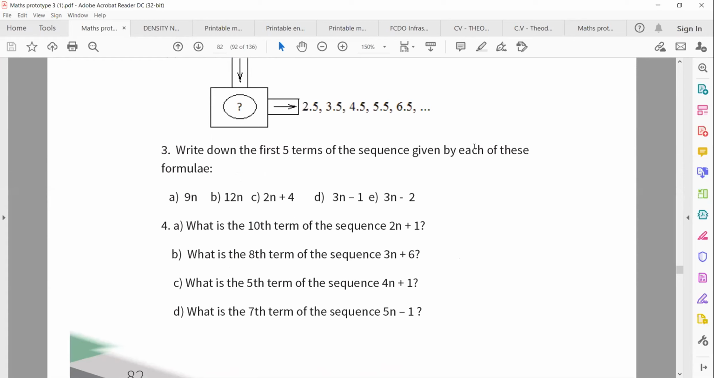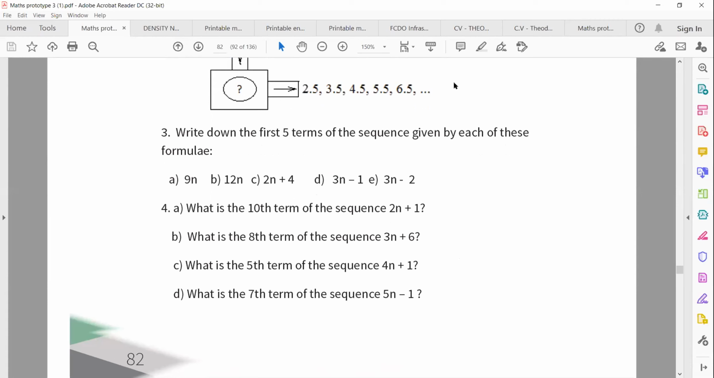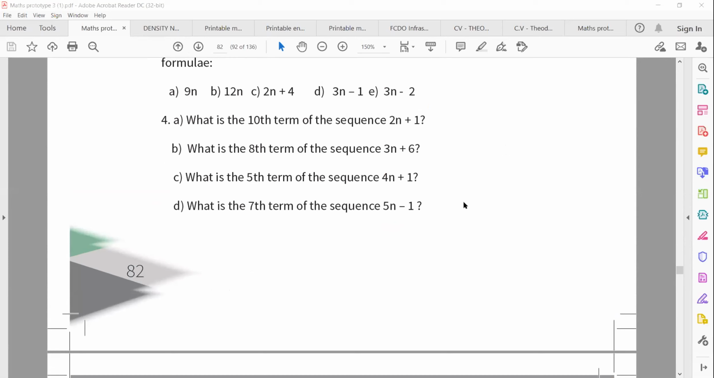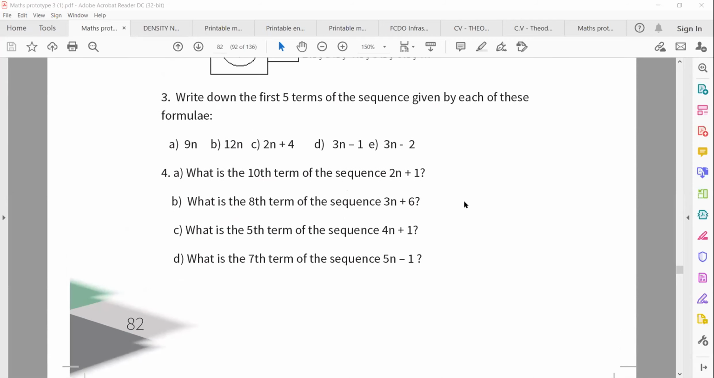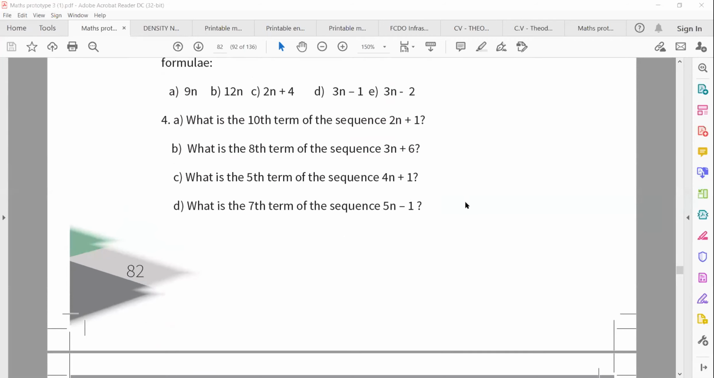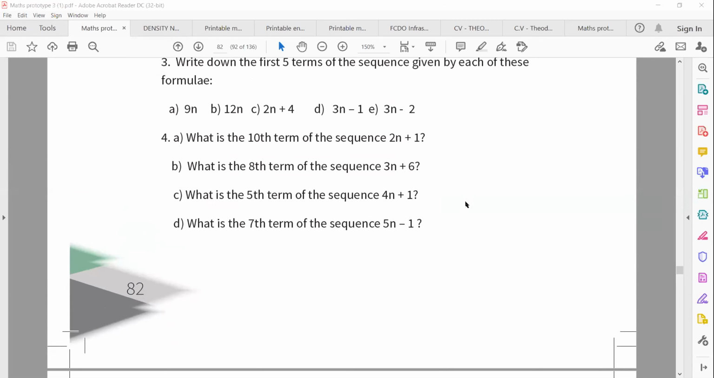So remember, we are writing the first 5 terms. We are given these formulae. We have part A, 9n, 12n, 2n plus 4, 3n minus 1, and E is 3n minus 2. Now in these formulae, they want us to generate the first 5 terms in each of these. So how do we get that? Part A, what are the first 5 terms?